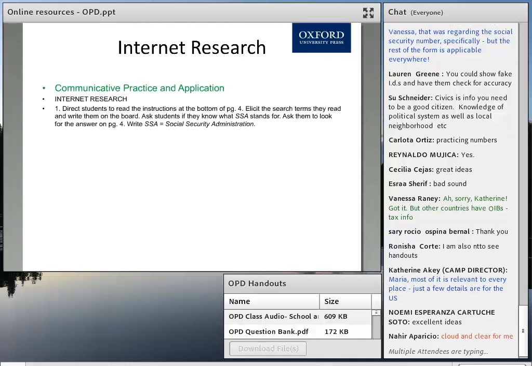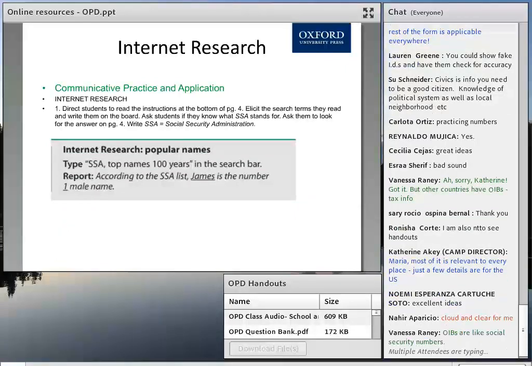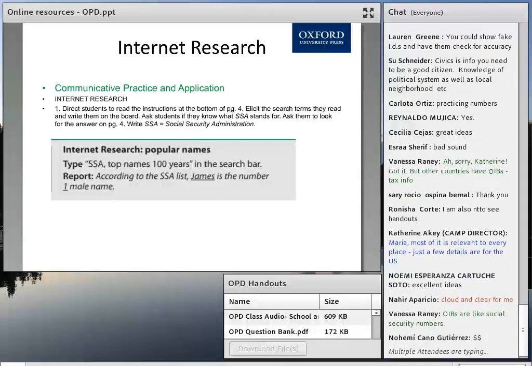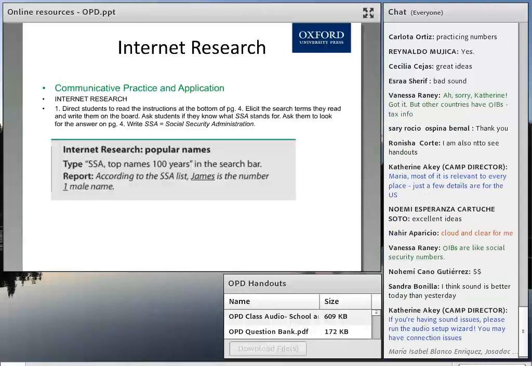This is coming from the lesson plan, which you see here. Then this is the task. So these internet research activities were something we added in the third edition of the OPD and have actually really come in handy now that we're teaching online. I think it's actually a way to make the most of teaching online. It's a bit easier to do if you're in a virtual class.